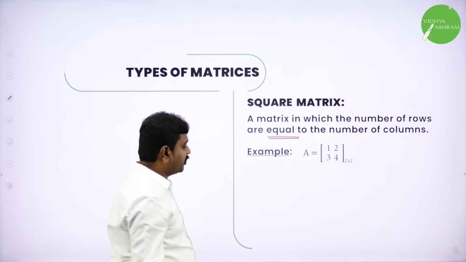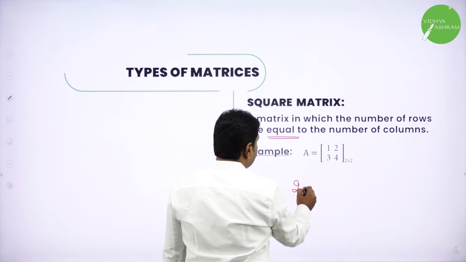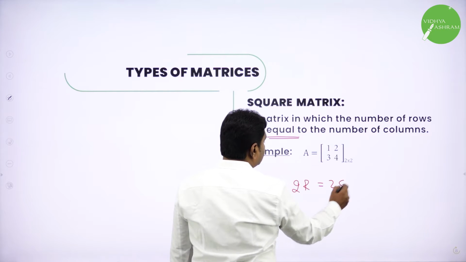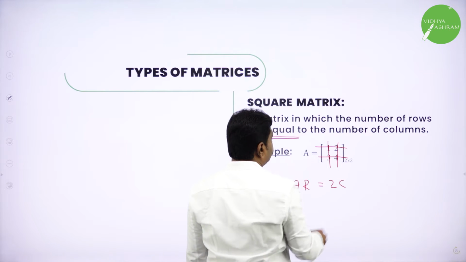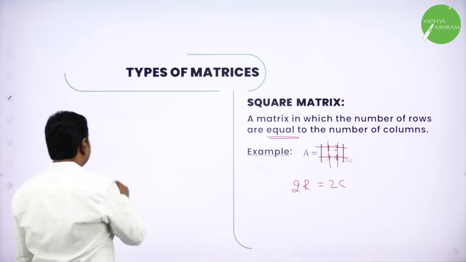Here they have written a square matrix 2 cross 2. It has 2 rows and 2 columns. Number of rows and number of columns are equal, so it's 2 cross 2. 2 rows, 2 columns. A matrix in which number of rows is equal to number of columns.